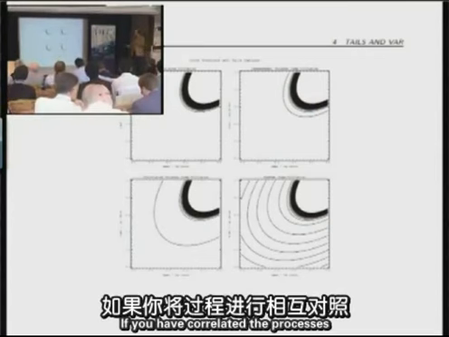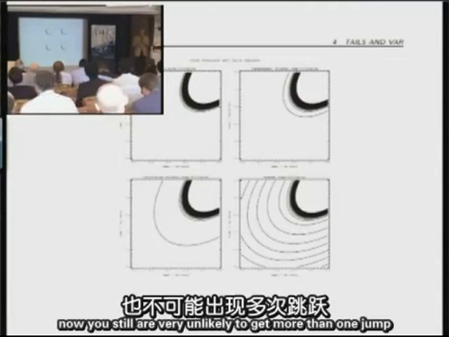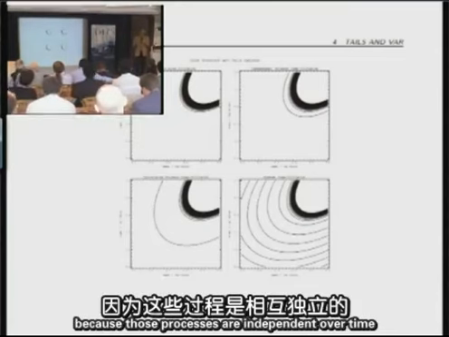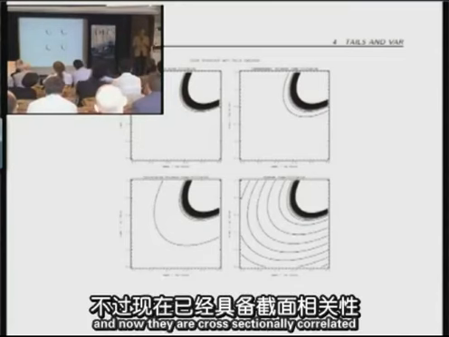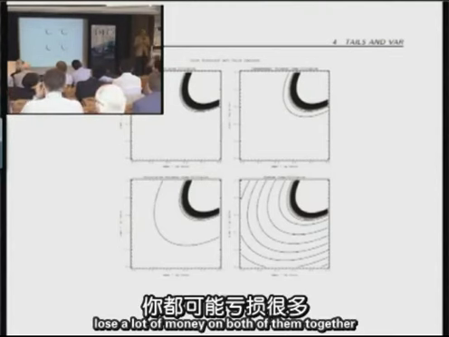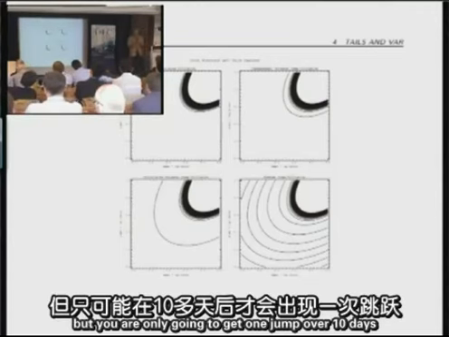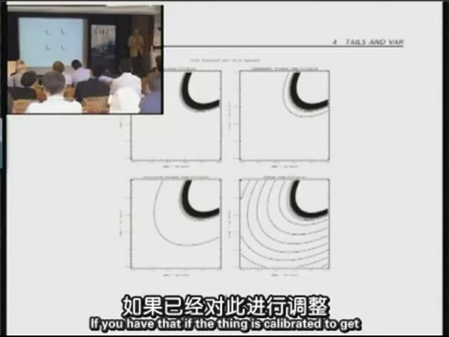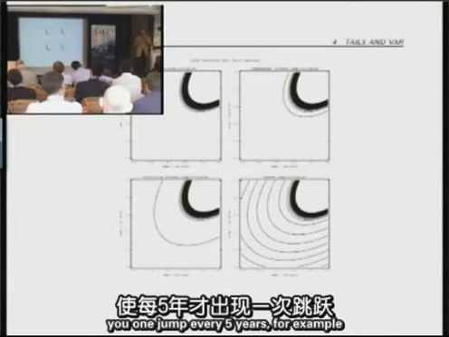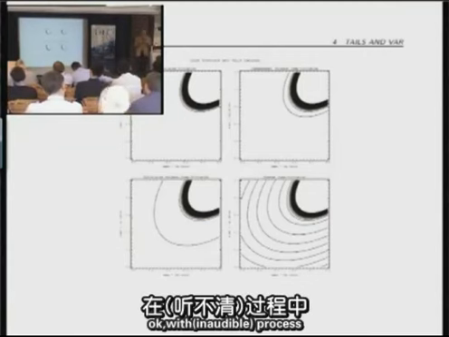If you have correlated Poisson processes, which is the 3rd plot here, now you still are very unlikely to get more than 1 jump because those processes are independent over time. Now they are cross-sectionally correlated, so now you're more likely to lose a lot of money, both of them together, because if one loses, the other one is likely to lose, but you're only going to get 1 jump over 10 days. If the thing is calibrated to get you 1 jump every 5 years, for example, then you're not going to get 5 jumps in 10 days with a Poisson process.